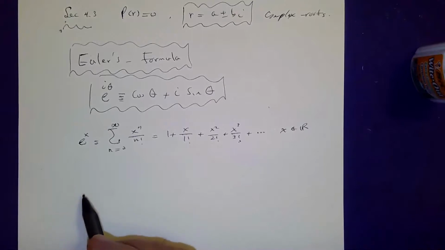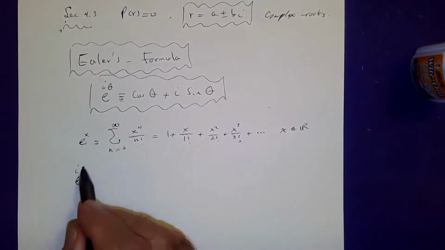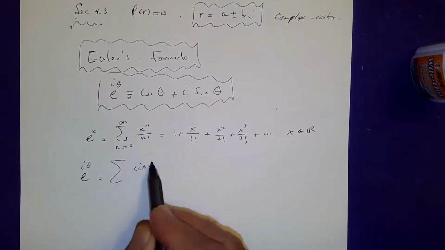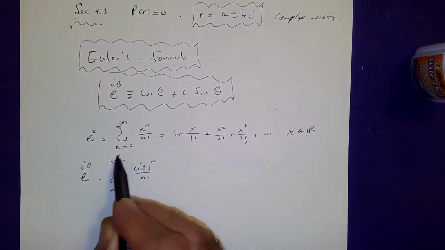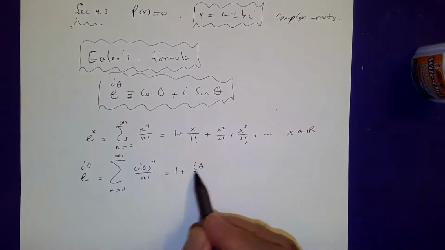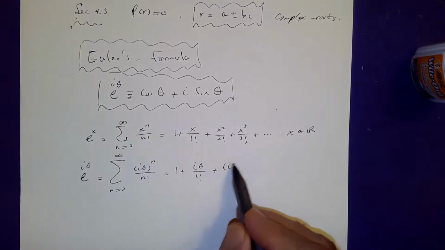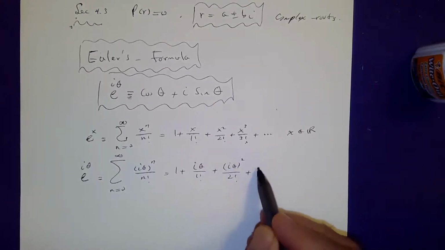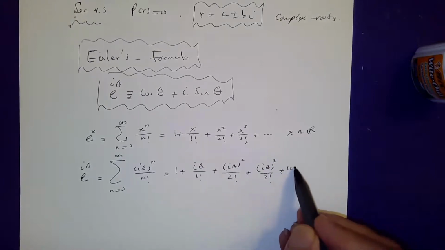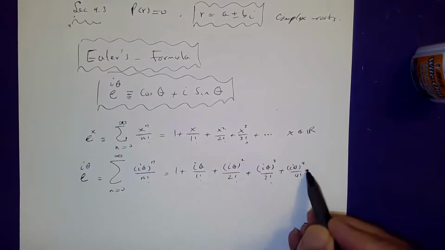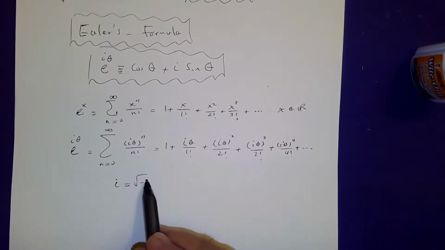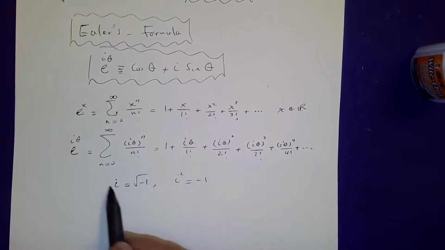Okay, so what if I replace this x with i theta? That would be the sum of i theta to the power of n over n factorial, n goes from 0 to infinity. So this would be 1 plus i theta over 1 factorial, i theta squared over 2 factorial, i theta cubed over 3 factorial, and i theta to the 4 over 4 factorial, and it goes. But keep in mind, i is equal to square root of -1, so i squared is -1.